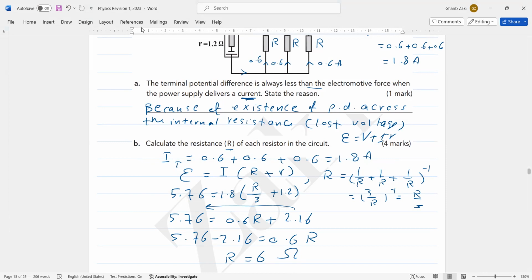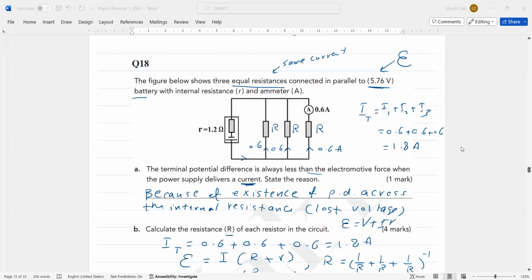Yes? Question? Why did we say the currents are the same across? Yeah, because he said the same resistors. They say equal resistors. Equal resistance means that they have the same voltage and the same current because they are equal resistance. I said because of equal resistance, the currents are the same in the whole circuit.